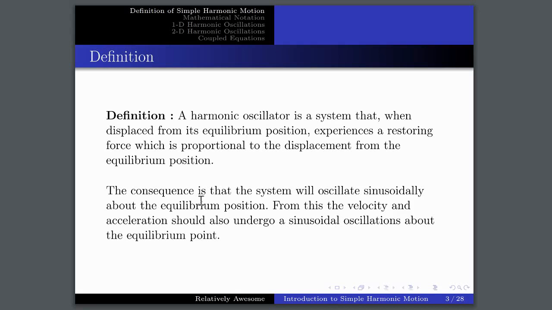The consequence of this is that the system will oscillate sinusoidally about the equilibrium position, and from this the velocity and acceleration should also undergo a sinusoidal oscillation.